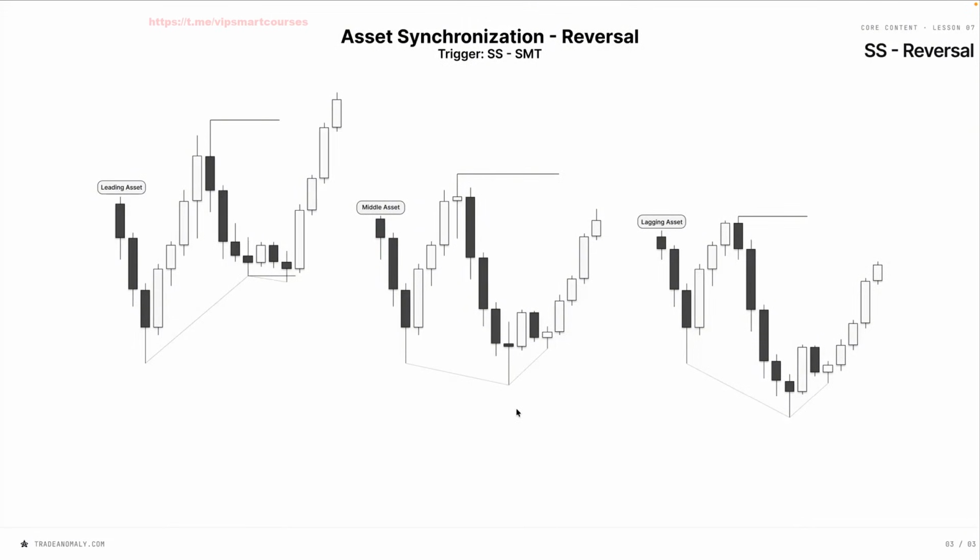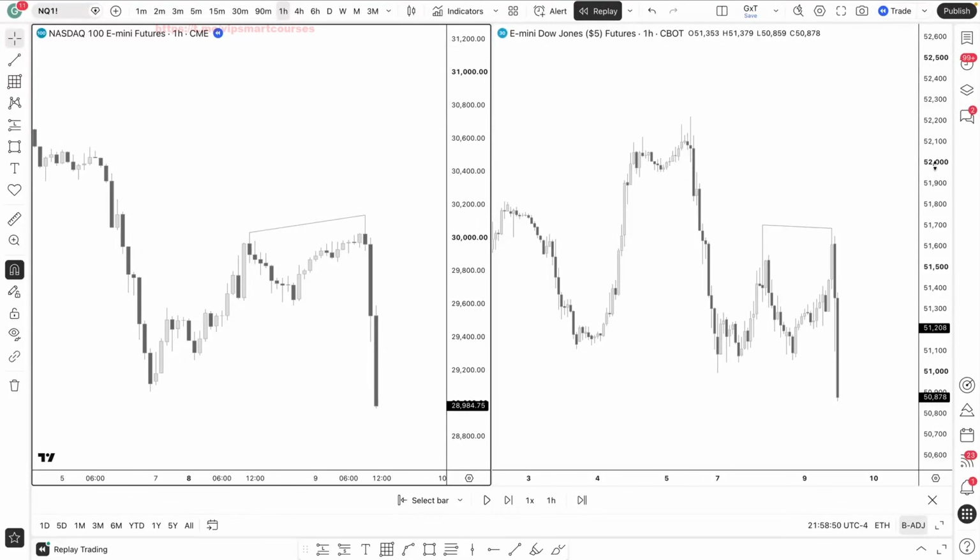But yeah, really simple. So here we are going to be covering what is a strength switch. A strength switch is a second stage SMT confirmation, where we get a short-term strength switch between correlated markets. And once we have that, that means that all assets are essentially ready to expand. So let's go over the strength switch variants.